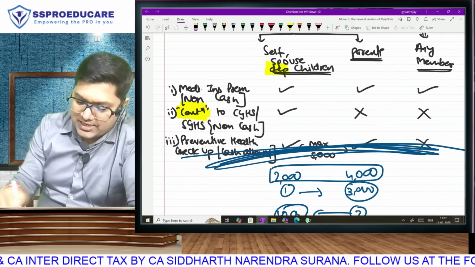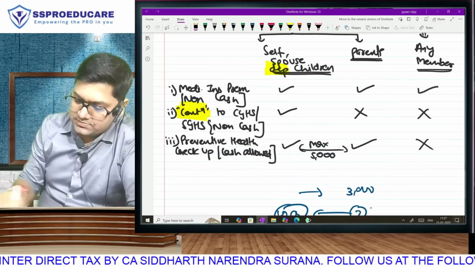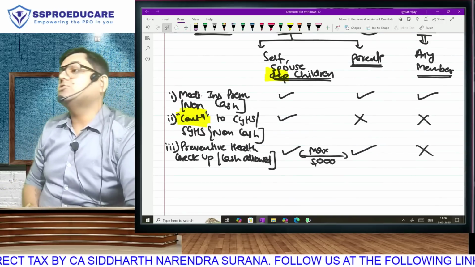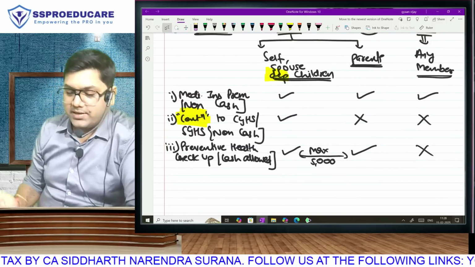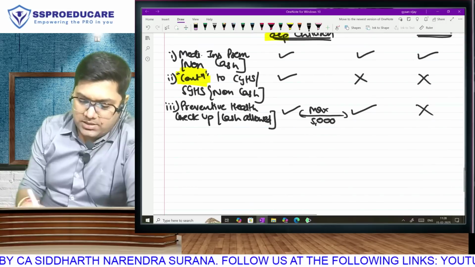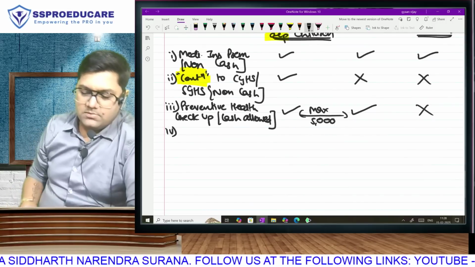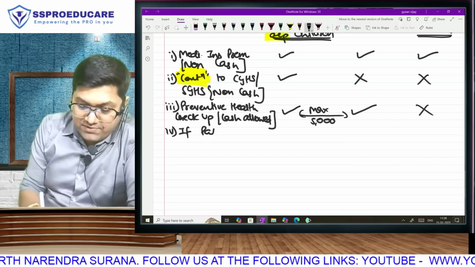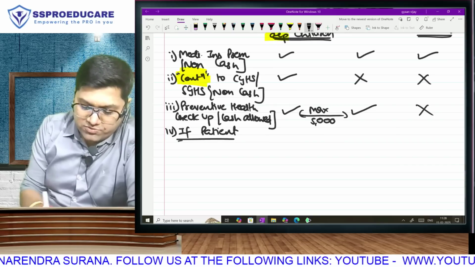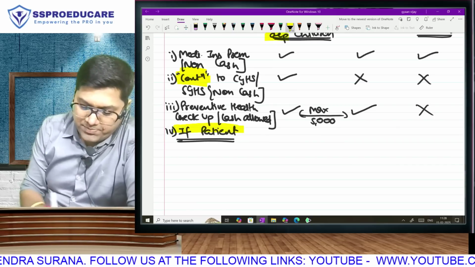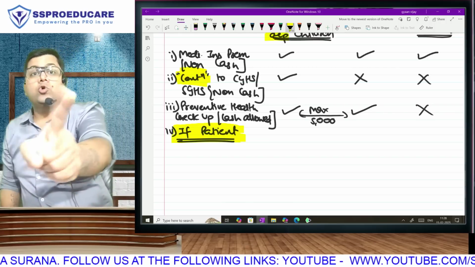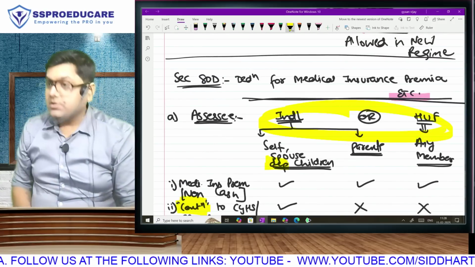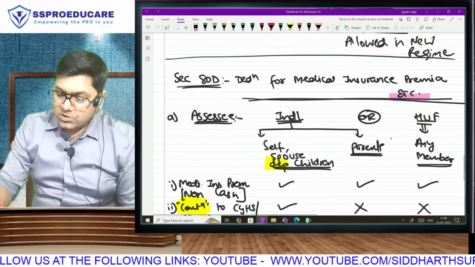So preventive health checkup. Will individual get in both categories? Yes. But total will be restricted to 5,000 and cash is also going to be allowed. HUF won't get it. And last deduction here. Sir, if the patient, this is very, very important because I see a lot of students going wrong here. If the patient, not you. See, you are individual, HUF.